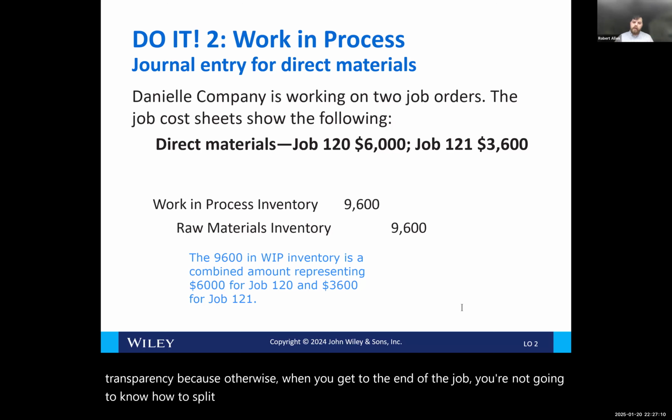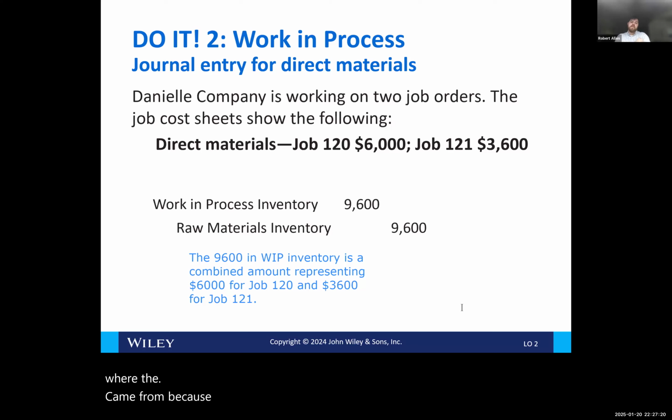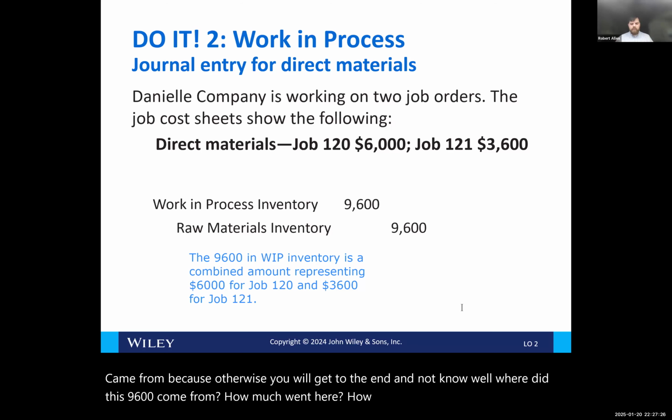So in the moment, it's really important that you keep really good, really detailed records so that when you get to the end, you know where the pieces came from, because otherwise you will get to the end and not know, well, where did this 9,600 come from? How much went here? How much came there? And then you have to start backtracking.